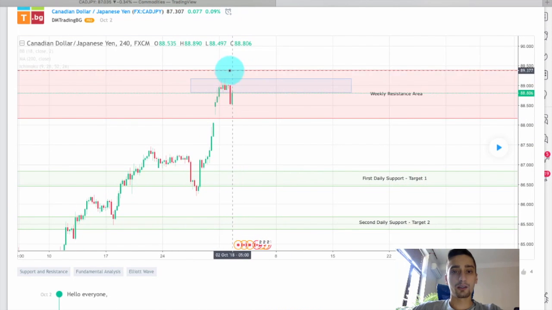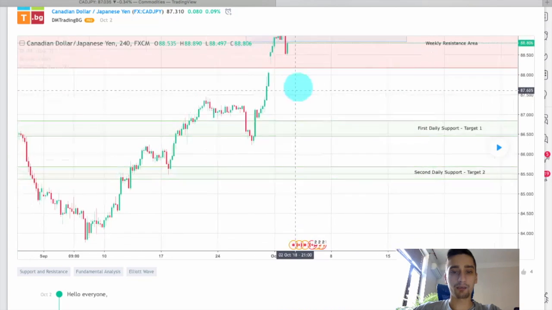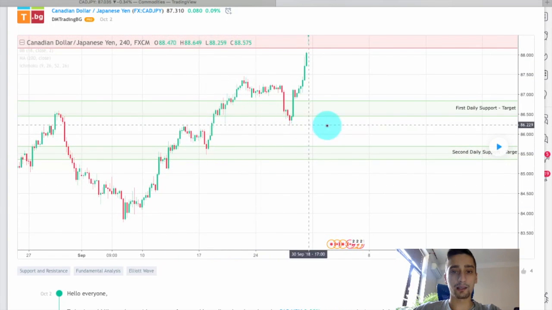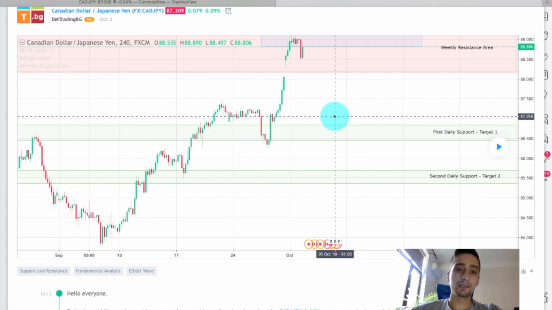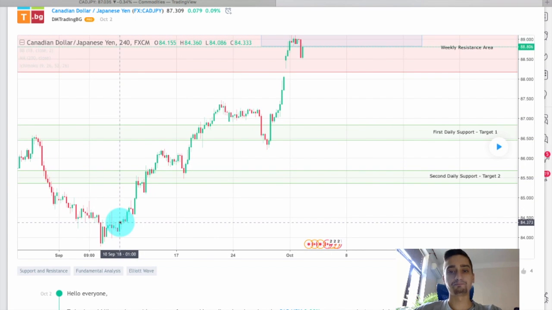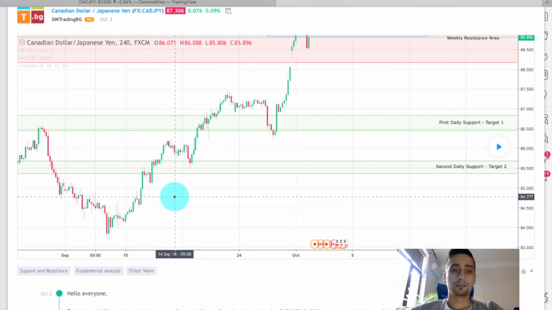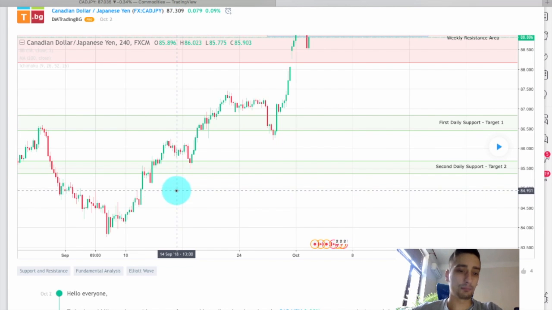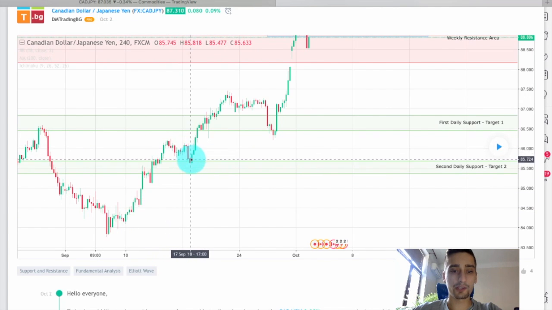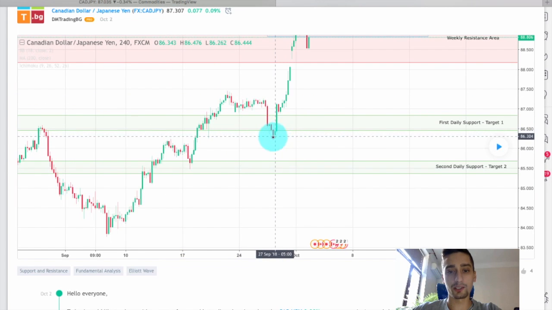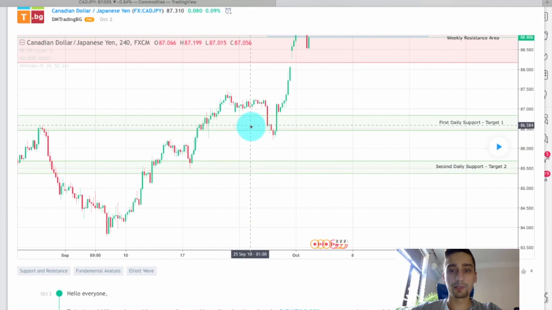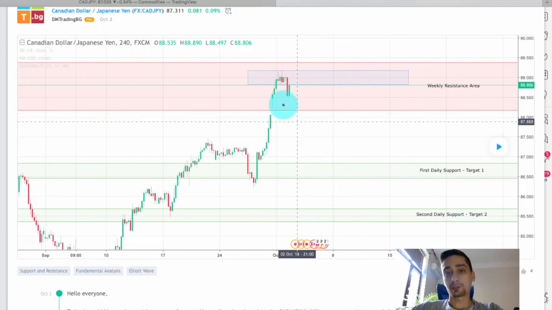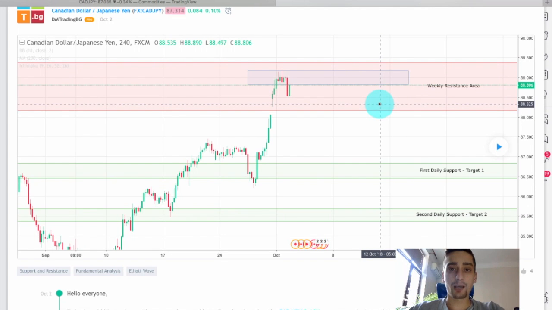The pair reached this weekly resistance area after a very, very strong and long move up. Basically, the idea was that on the H4 we could see that an Elliott wave cycle is completed. So this is the first wave, correctional wave, so second, third wave, correctional wave, which didn't break the last top, and a fifth wave.